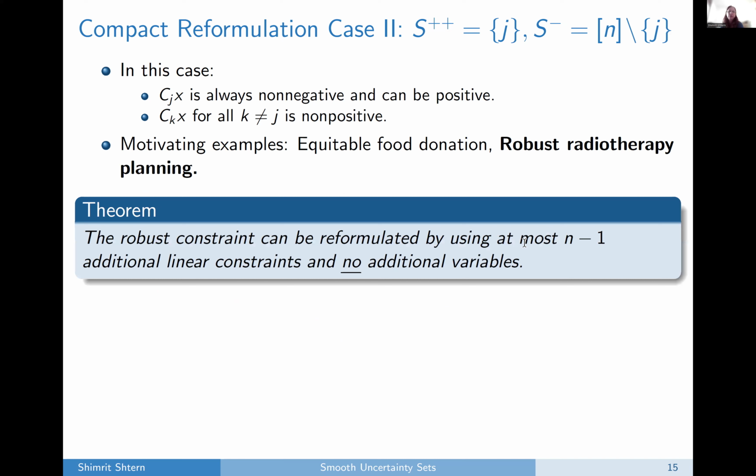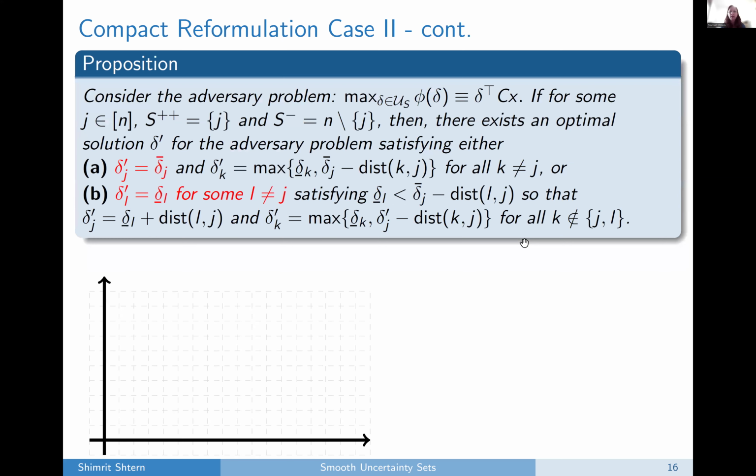And in this case, we can show that the robust constraint can be reformulated using at most additional n-1 linear constraints and no additional variables. Okay, so before we didn't have any additional variables, any additional constraints. Here we need n-1 additional constraints. And again, to illustrate why this is true, I will show, again, ignore the proposition. Let's see it via the image.